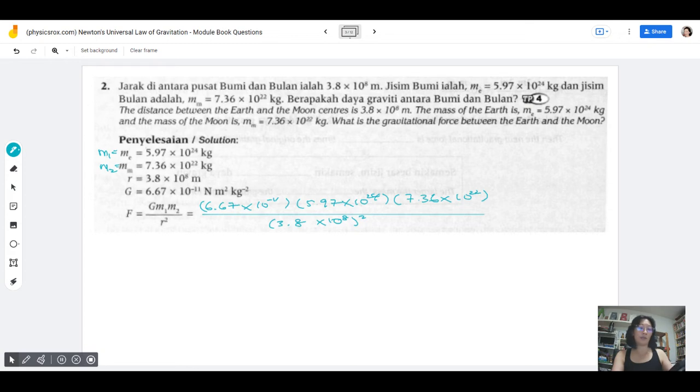Just keying the values in. And we have the value of 2.03 times 10 to the power of 20 Newton. Just close the zeros up a little bit. And that's your answer for question 2. Very easy, right? Because it's a matter of substitution.